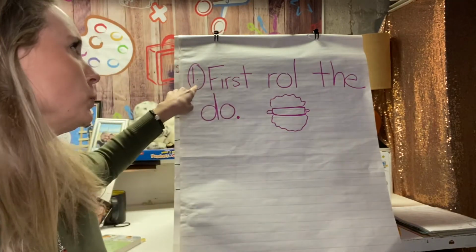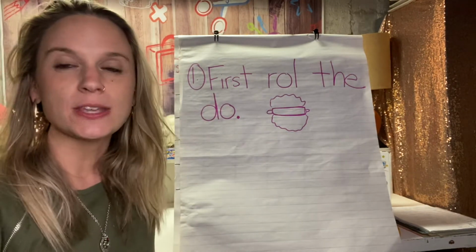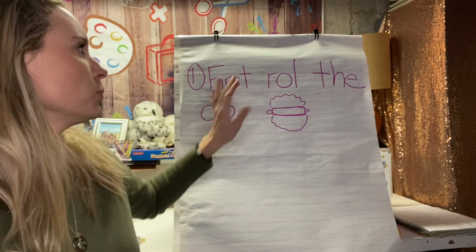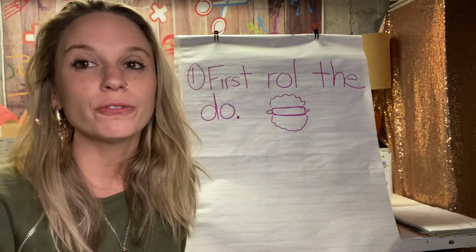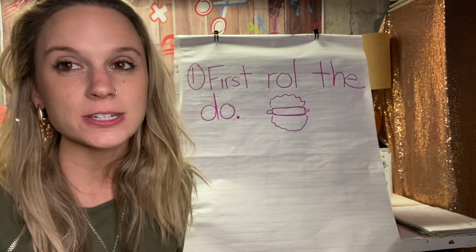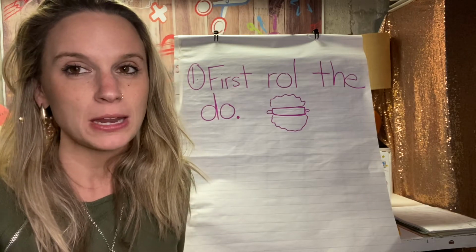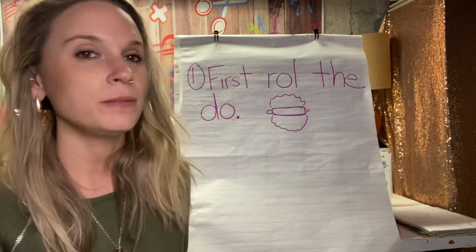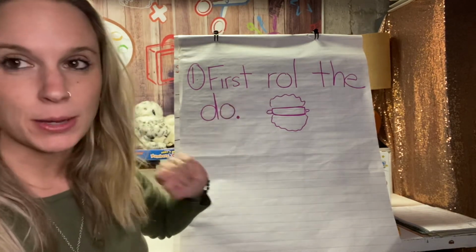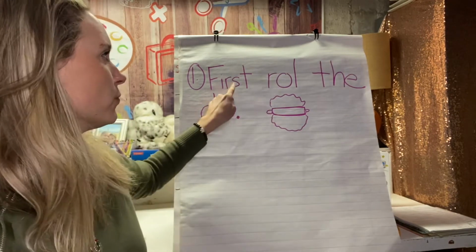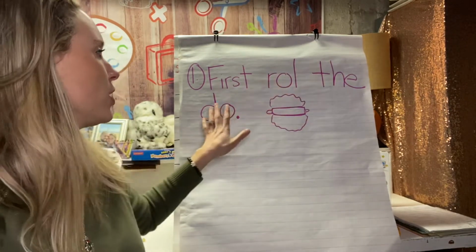Let me put a number 1, and I give you the choice if you wanted to use this magical word right here, that is the word first, because first is another way of telling somebody that that is step number 1. So remember, I'm doing how to make a pizza, so it says first roll the dough.